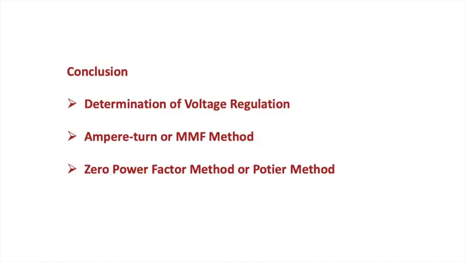So this is the best method, which considers both the reactance drop and the armature reaction drop. Hence we can go for the zero power factor method if we want the exact calculation, or if some approximation can be made, then depending on the availability or the requirement, you can go for the ampere turn method or the synchronous impedance method, which we had discussed last time.